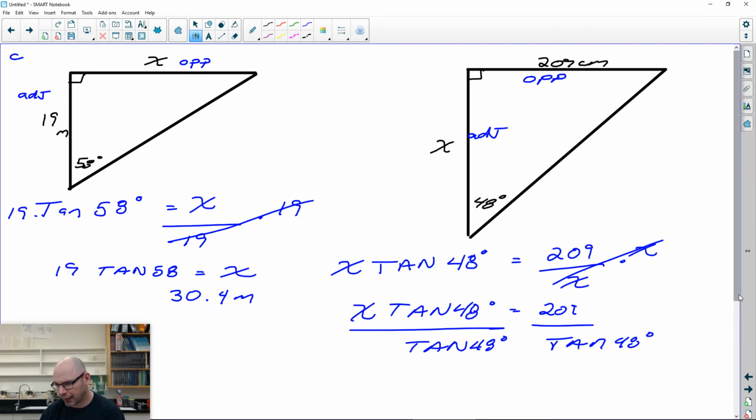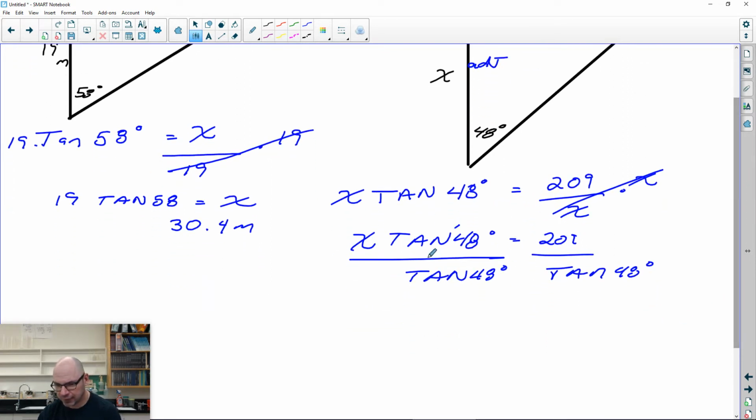Okay, when we do that, that cancels out. We get x equals 209 divided by tan 48. So we do that on our calculator. Again, if you had a backwards calculator, you might want to figure out what tan 48 is first as a number and then divide it out. But if you got a forward one, you can just type in 209 divided by tan 48.